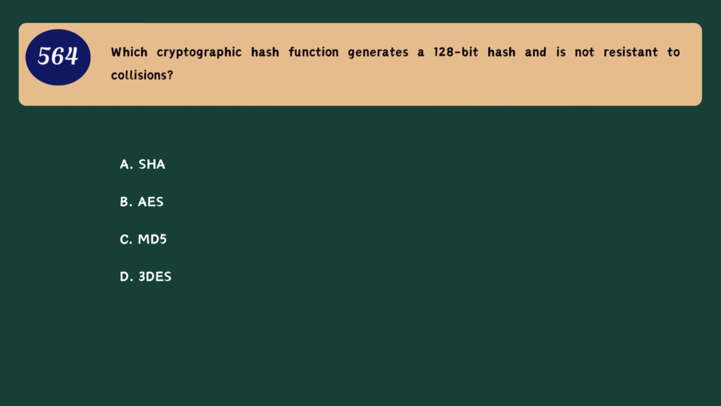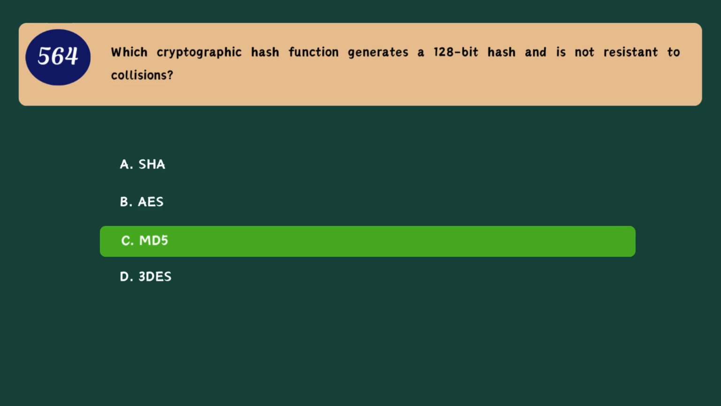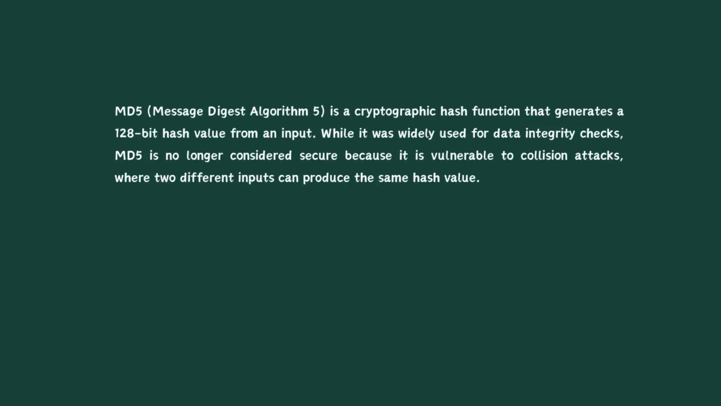Question 564. Which cryptographic hash function generates a 128-bit hash and is not resistant to collisions? A. SHA. B. AES. C. MD5. D. 3DES. Correct answer. C. MD5.